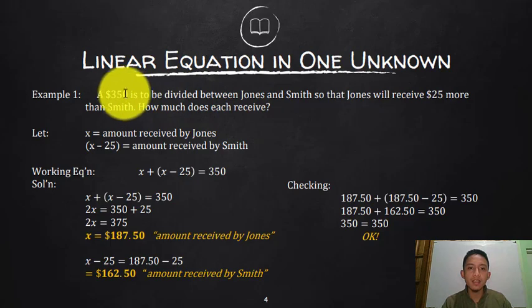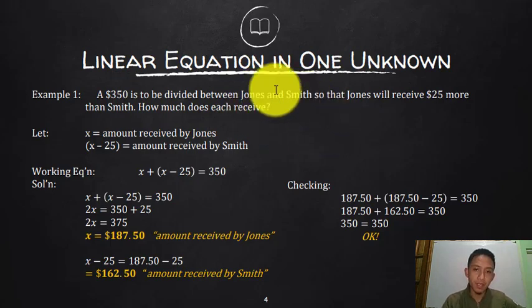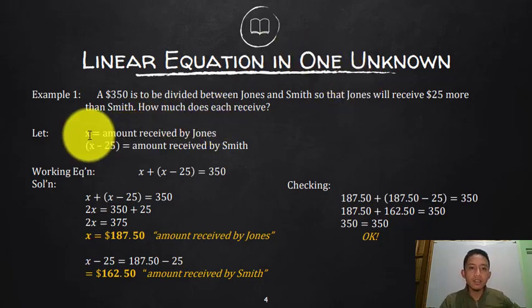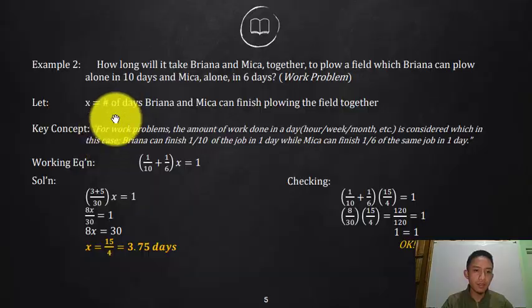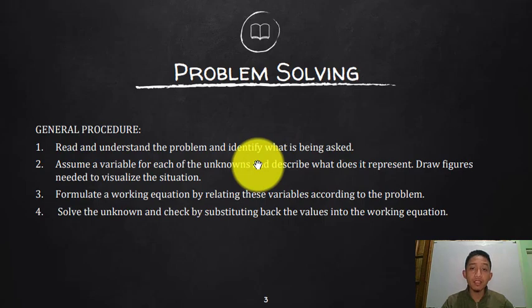Since again, the $350 is to be divided, the unknown there is how much Jones and how much Smith will receive. Okay, so that is the unknown. There are two. However, let's try to answer that using one unknown, so we will be using only one variable, let's say x. That is now your procedure number 2: assume a variable for each of the unknowns. Draw a figure, but actually you do not need a figure there.